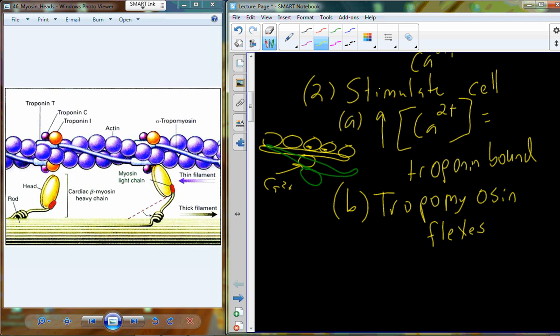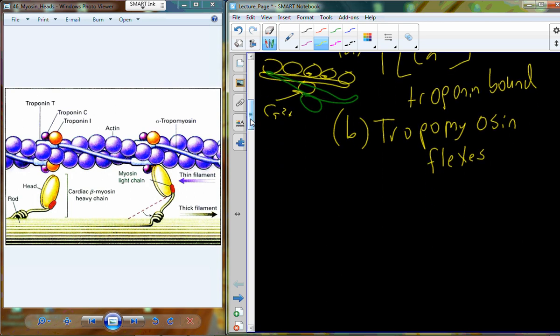And this is just like the tug of war. Once myosin grabs onto that actin, it's going to pull on. Myosin, as it's pulling on the actin, is pulling the whole sarcomere into a shortened conformation. So myosin binds to actin.